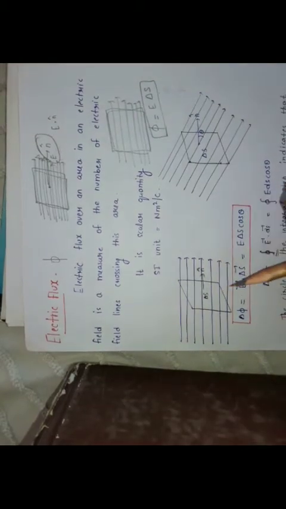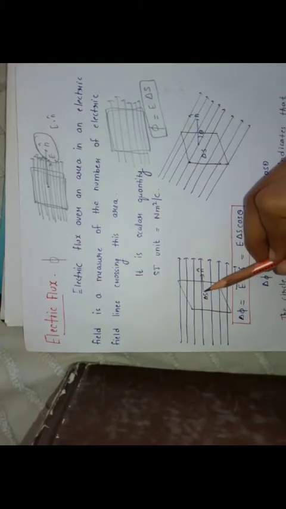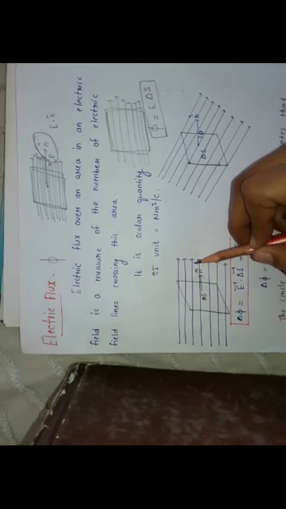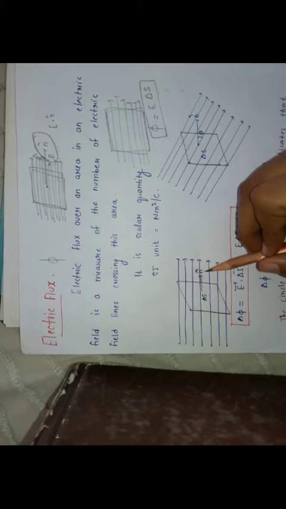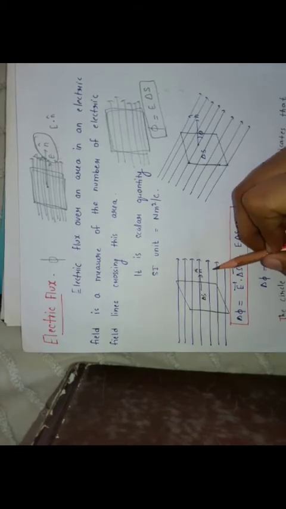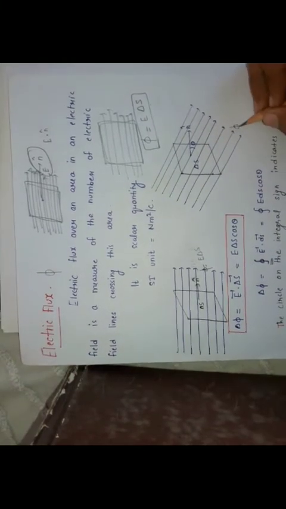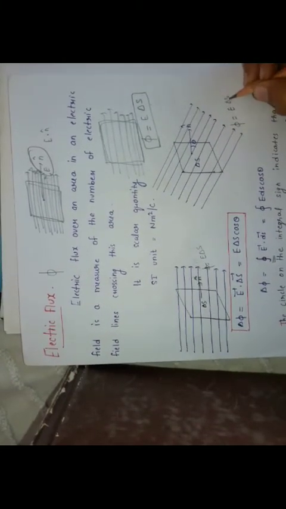Now we have two cases. In this case, if we have this surface, the unit vector which is perpendicular to the surface is in the same direction as the electric field, so the angle between them will be 0. So the formula for this case will be phi equals E del S. But in another case, if the unit vector makes an angle of theta with the electric field, the formula will be phi equals E del S cos theta.